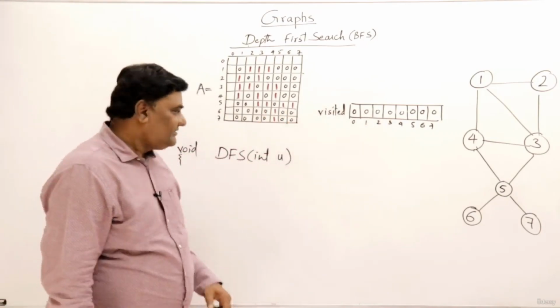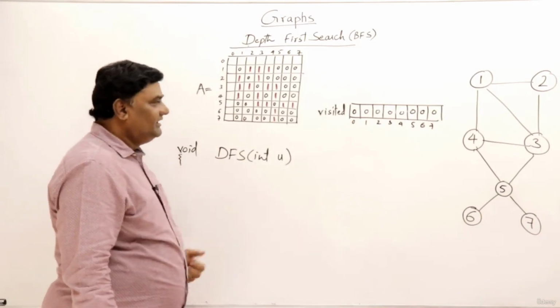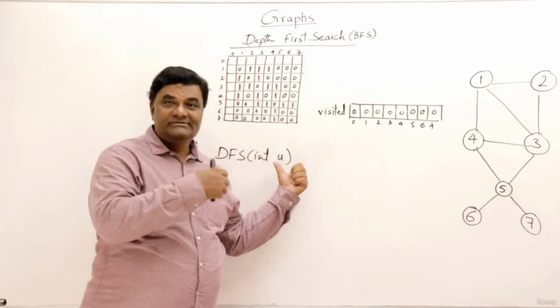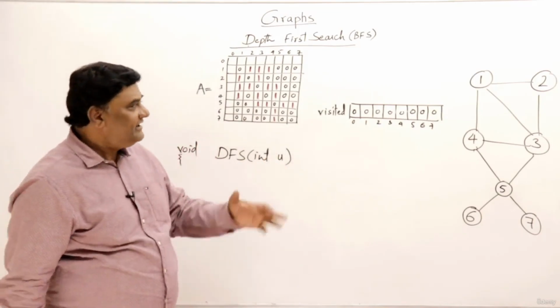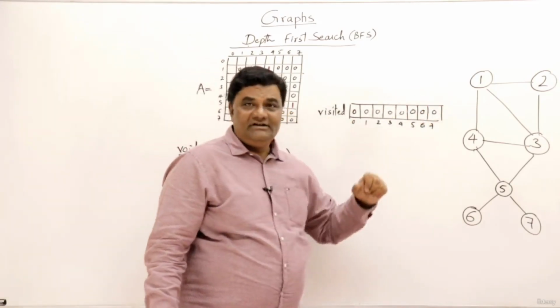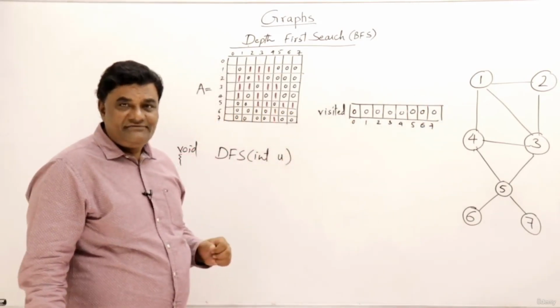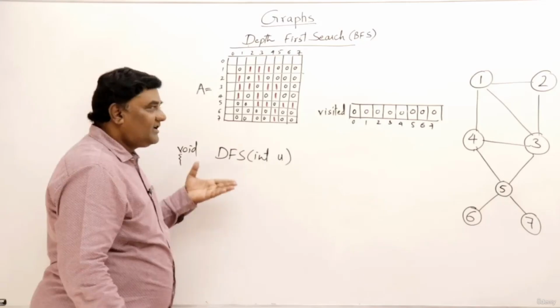Then what is the procedure? This is depth first search. Suppose a vertex u is passed, meaning the starting vertex. The starting vertex can be anything, let us say 1. If the starting vertex is 1, then what do I have to do?